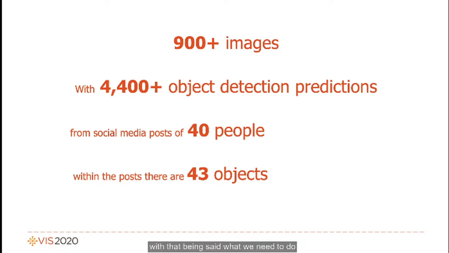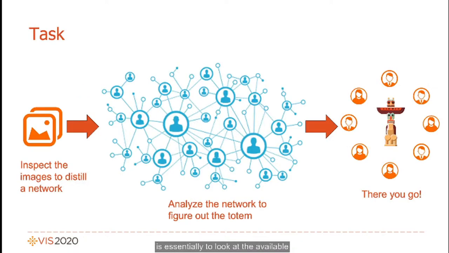With that being said, what we need to do is essentially to look at the available images and come up with a network that connects people and objects according to the relationship of who owns what and what belongs to whom. Then on this network, we perform analytics to figure out which one of the 43 objects is the totem. Our system is designed surrounding this idea.